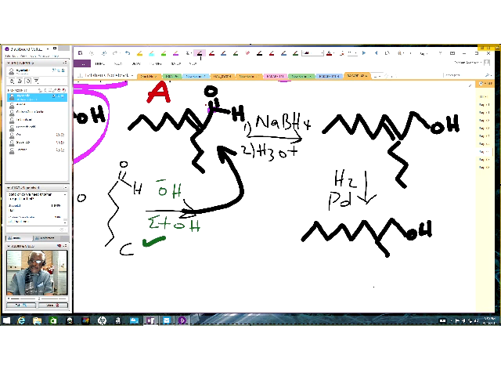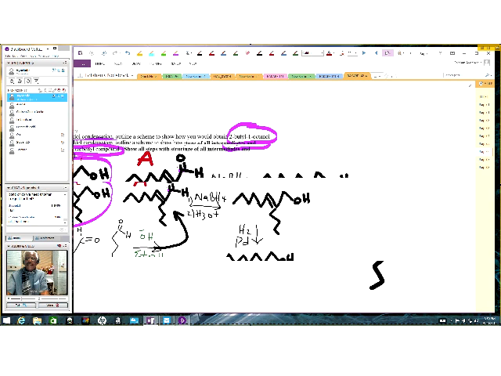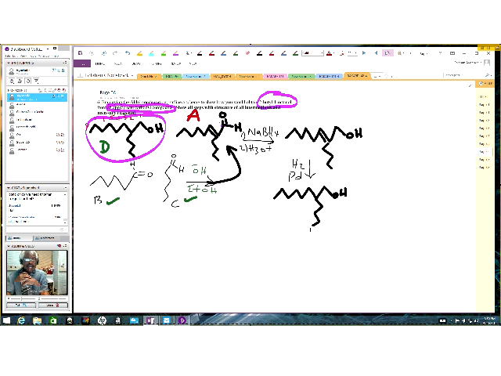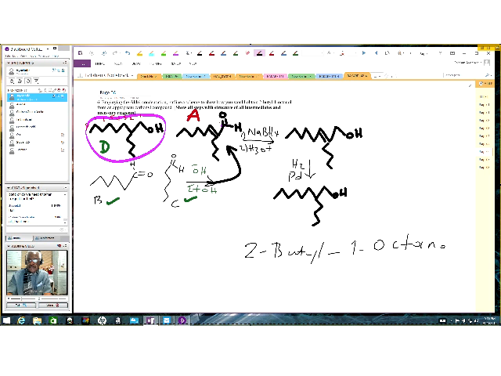If you do that, then you get your final product, which is now with this here, 1, 2, 3, 4, 5, 6, 7, 8. And that is your final product. Let me put everything back in focus for you guys. So what we have here, they told us to make this molecule, 2-butyl-1-octanol, using an aldol condensation, and that is what we've done.